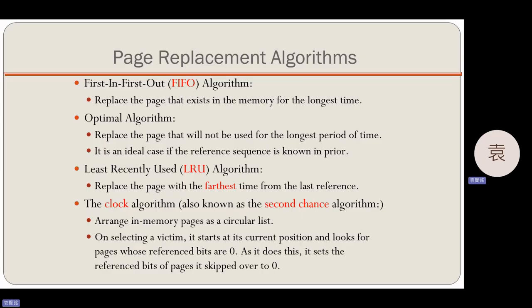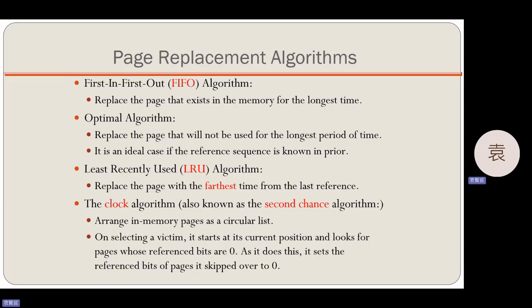Optimal tries to replace a page which will not be used in the near future, where the next usage is far away. Here, if the previous use of the particular page is far away from now, a long time ago, then we replace that one. That's LRU.